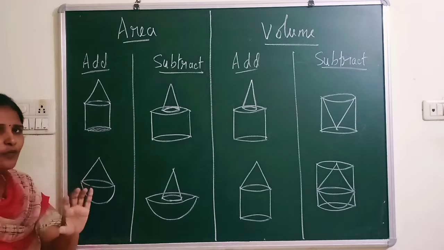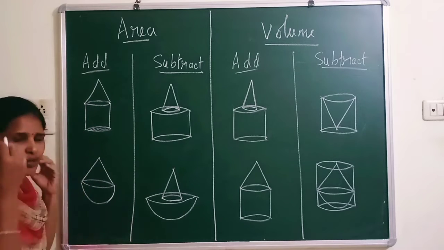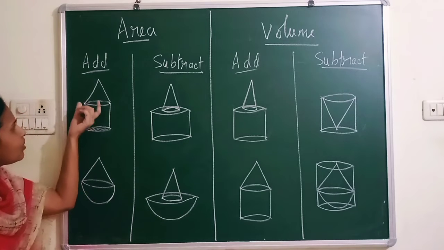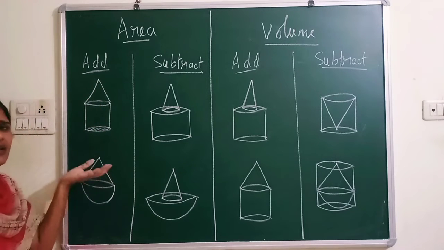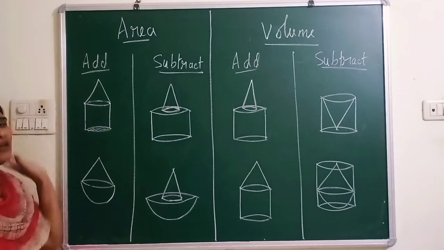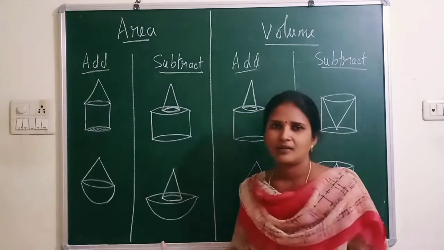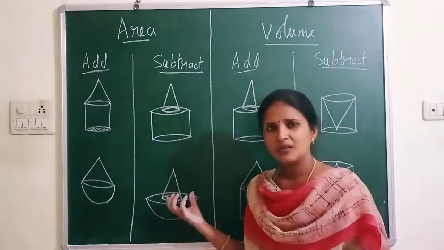I hope everyone is following. I cannot explain all cases, but you should have an idea: when the diameter of the two or three figures is the same, then you are going to add in case of area. It's very simple. Now, when you are going to subtract, I have given two example diagrams here.